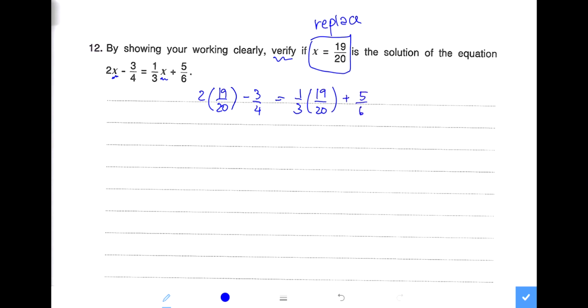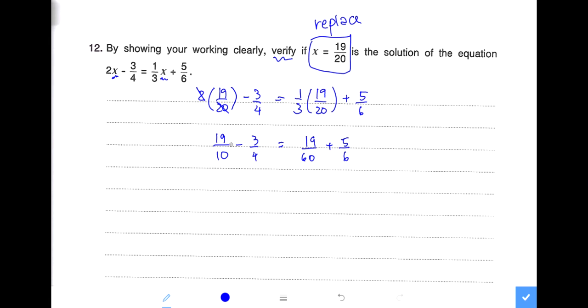Oh my god, it doesn't look easy at all, right? So let's see. This one, I can do this and this. So I'm going to have 19 over 10, right? And then minus 3 over 4. This one is going to be 19 over 3 times 2, which is 60. And this is 5 over 6, okay? Oh, a lot of them, right?